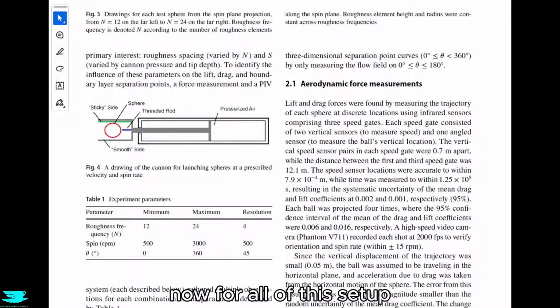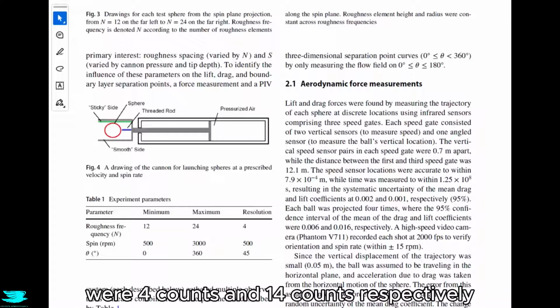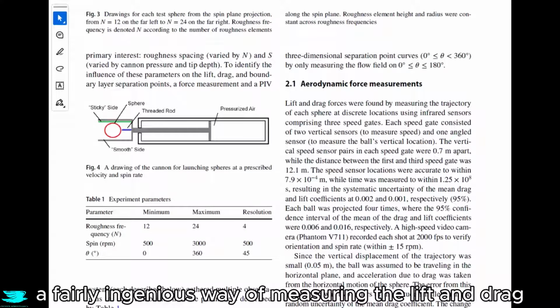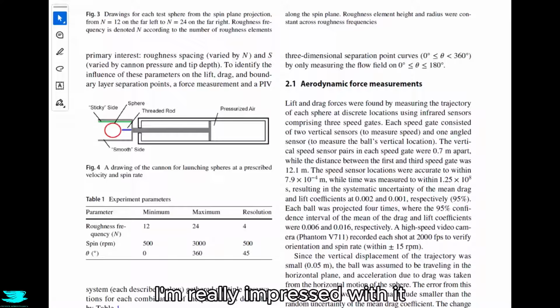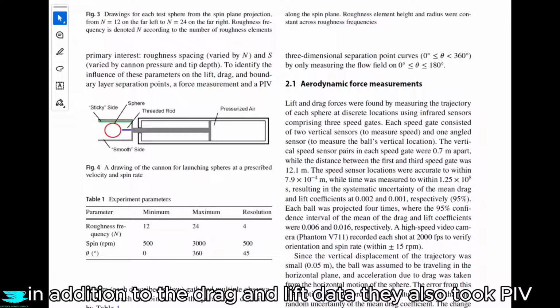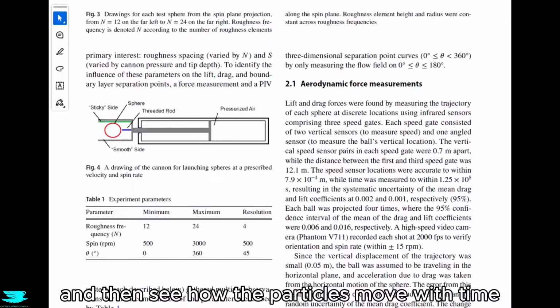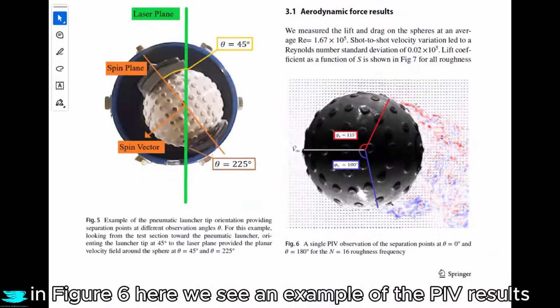Now, for all of this setup, the overall uncertainty of the lift and drag coefficients were 4 counts and 14 counts respectively. And honestly, that's really good. That's very impressive based on a fairly ingenious way of measuring the lift and drag and getting the error bars down. I'm really impressed with it. In addition to the drag and lift data, they also took PIV, which is where you shine a laser sheet into the flow and then see how the particles move with time. In figure 6 here, we see an example of the PIV results.